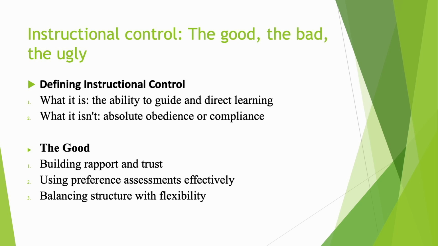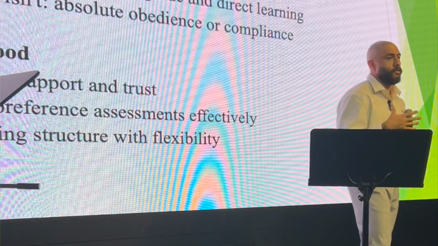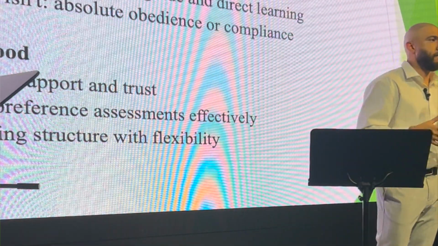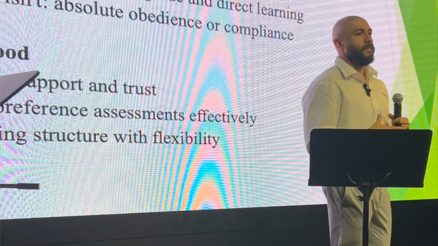But really quickly, to define instructional control for those who are not in the ABA field: it is the ability to guide and direct learning. As a person in a position to teach, your instructional control is your ability to guide that learner through the lesson, in a way where the individual is receptive to your teaching. What it isn't is absolute obedience and compliance. And this is where it gets a little messy sometimes in ABA, where our approach can be a little too focused on compliance.